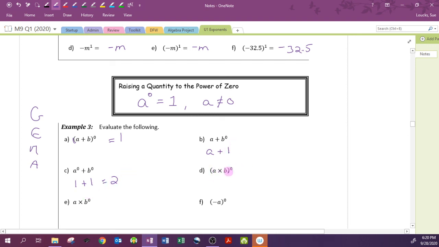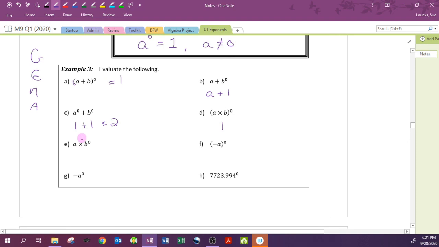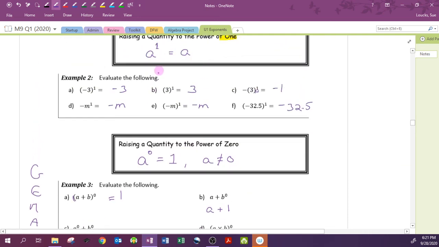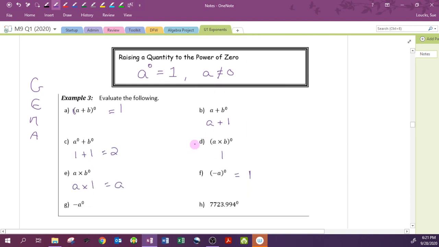For D, we do what's inside the brackets first, so we end up with a times b, whatever that is, but to the power of 0, that's going to be 1. E is going to be a times, we do the exponent first, b to the 0 is 1. So if I have 1 times a, I just have a. And in here, whatever I have inside the brackets to the power of 0 is 1. Now, we lose the negative sign this time. We didn't up here, because anything to the power of 1 is the anything, whatever you started with. And here, it's 1, all right?